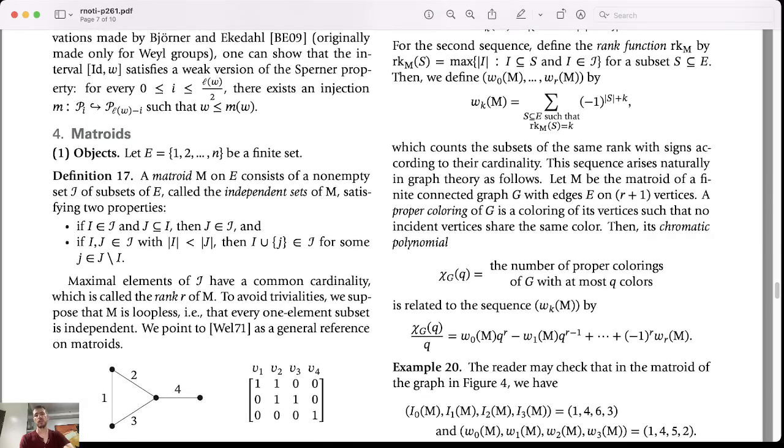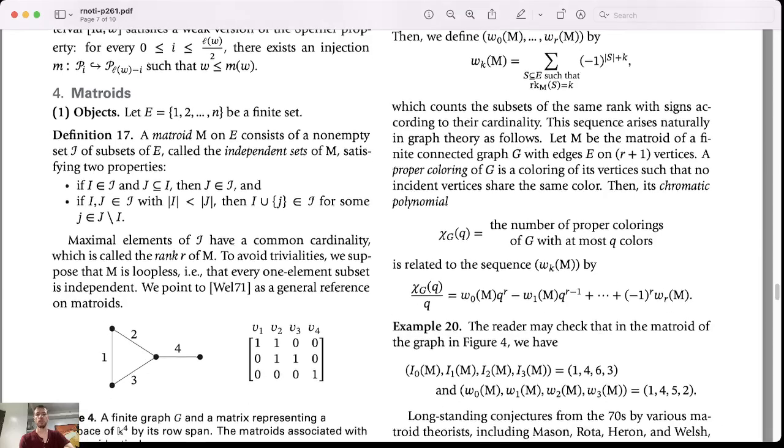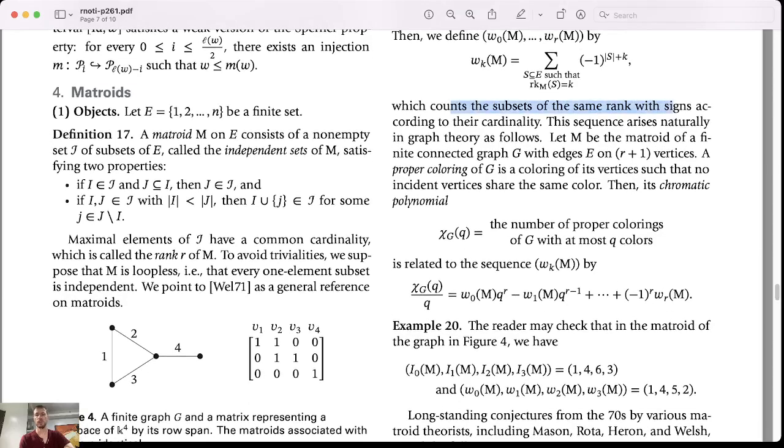Then we define W0 of M through WR of M by WK of M equals the summation over S subsets of E such that rank M of S is K, of (-1) to the power of the cardinality of S plus K, which counts the subsets of the same rank with signs according to their cardinality.